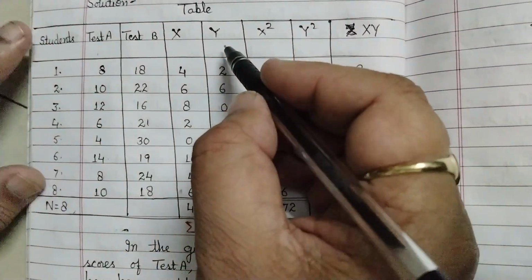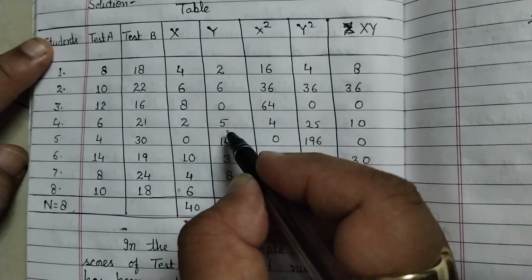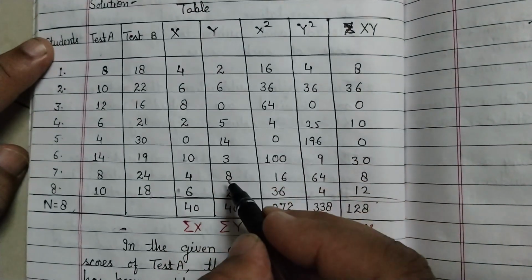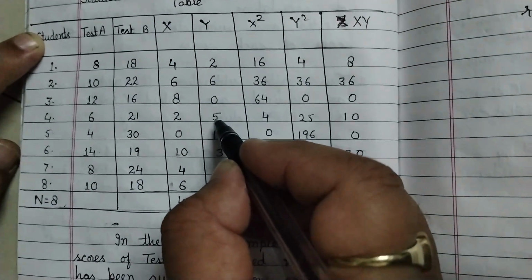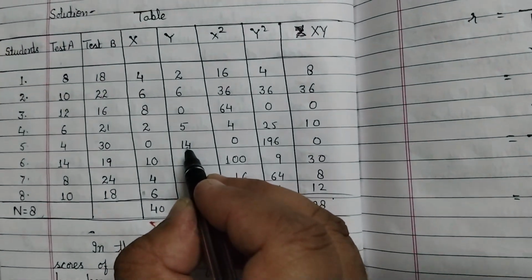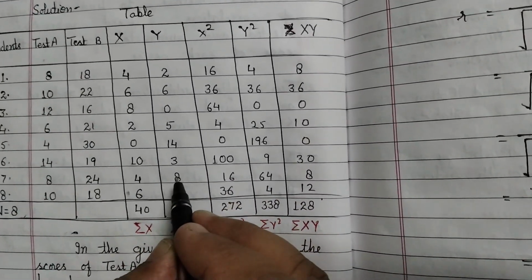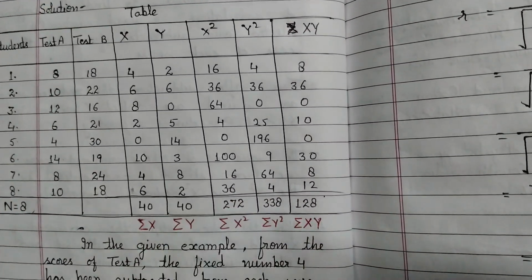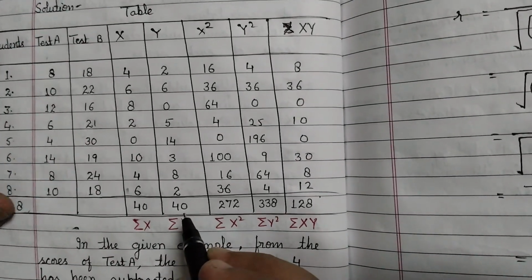Now similarly sum up the Y values, that is 2 plus 6 plus 4 plus 5 plus 14 plus 3 plus 8 plus 2. 2 plus 6 is 8, 8 plus 5 is 13, 13 plus 14 is 27, 27 plus 3 is 30, 30 plus 8 is 38, 38 plus 2 is 40. Again summation Y is found to be 40.